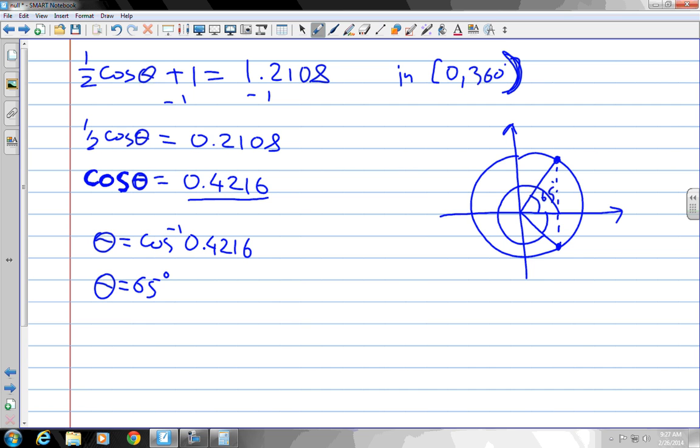295 you said? Yeah. Do you see what I'm doing? Just using the symmetry. I know the value that is 65 degrees. By symmetry, that's negative 65 degrees, or 360 minus 65. So it's 360 minus 65, which is 295 degrees. So these are my two solutions.